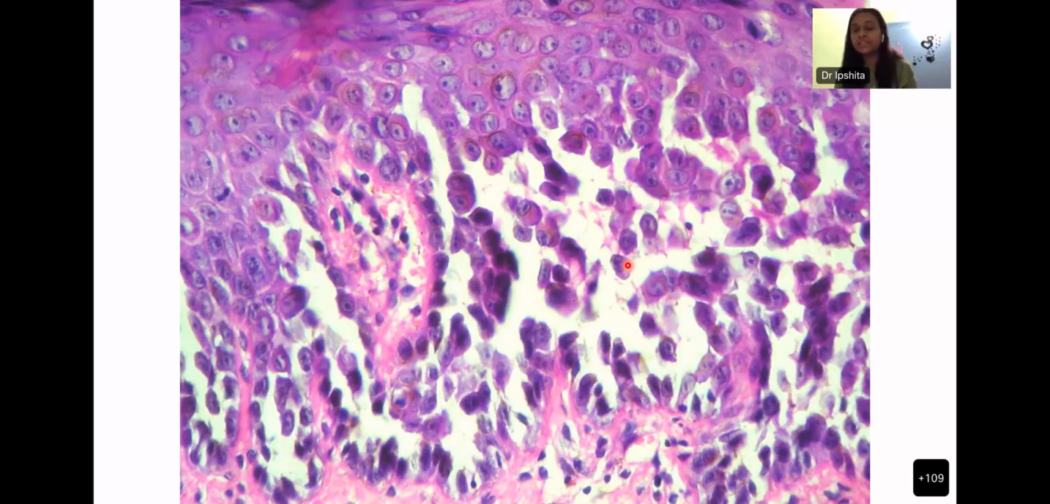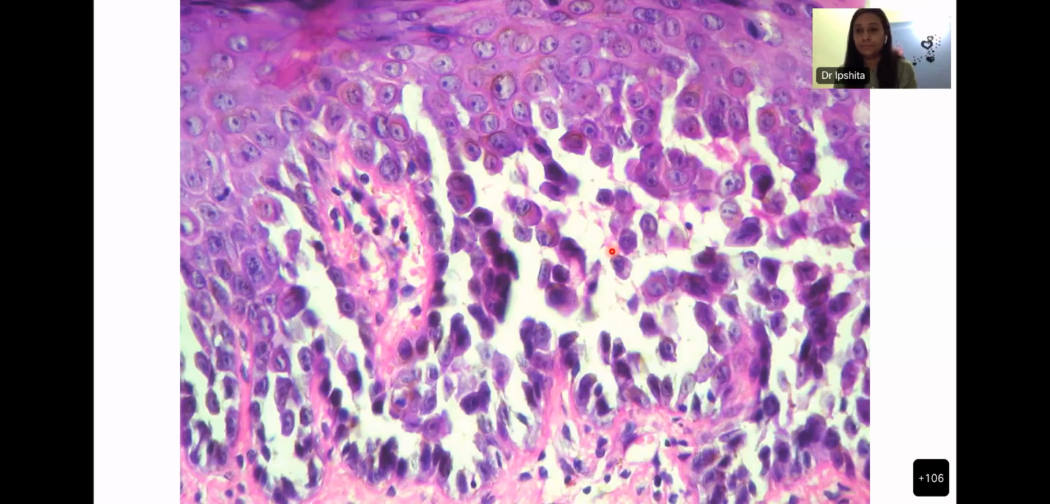Here we can see acantholytic cells and corps ronds and grains. So on the basis of histological features, we can make differential diagnoses. Number one is Darier's disease, which has suprabasal acantholysis and corps ronds and grains. Hailey-Hailey disease can also be a differential, but in Hailey-Hailey disease there is a brick wall appearance, which is not appreciated in these slides. So my third differential can be Grover's disease, and fourth is pemphigus vulgaris.